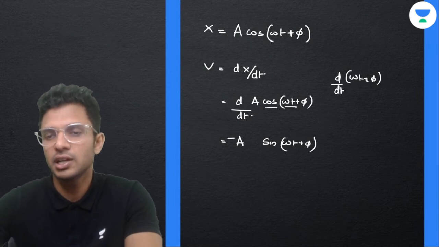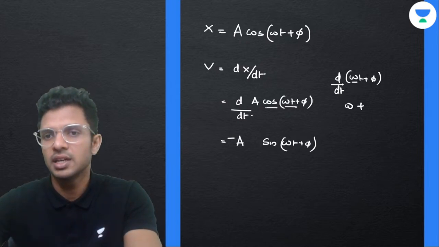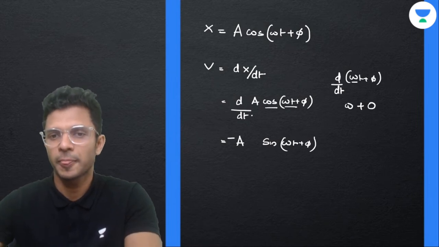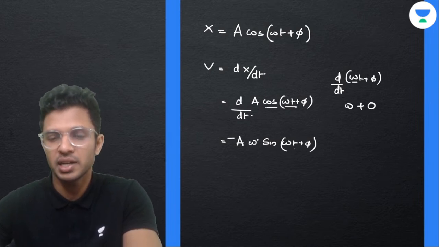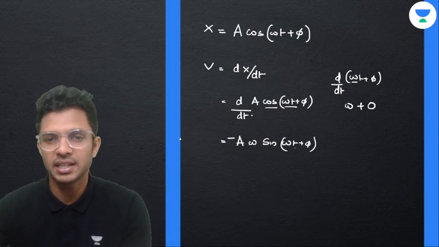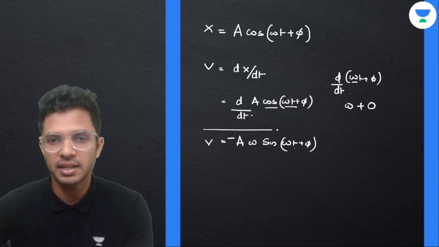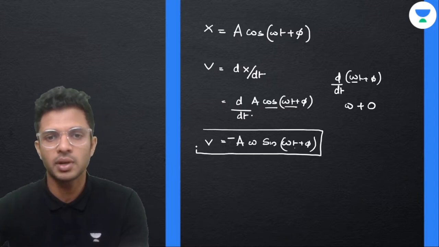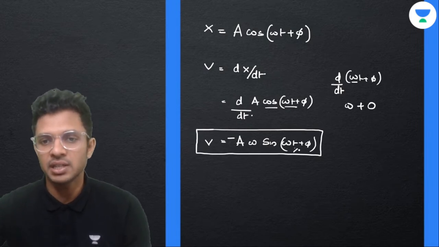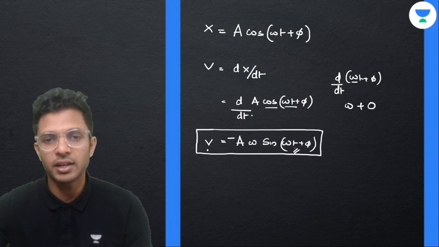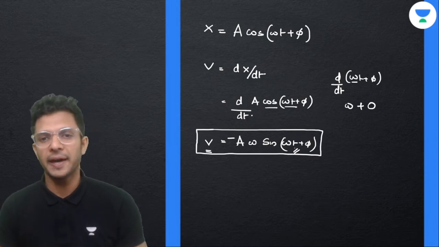Tell me, what is d by dt of omega t plus phi? d by dt of omega t, omega is a constant, into the differential of time, 1, plus the differential of phi, which is a constant, is 0. So the differential of cos(omega t plus phi) will be equal to minus sine(omega t plus phi) into omega. And this is that awesome and very important formula for velocity. Basically, you can see that as the time changes on the right hand side of the equation, the value of velocity keeps on changing.